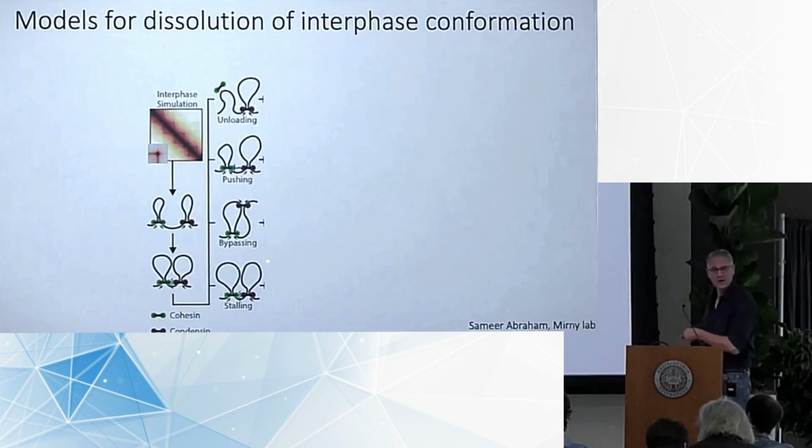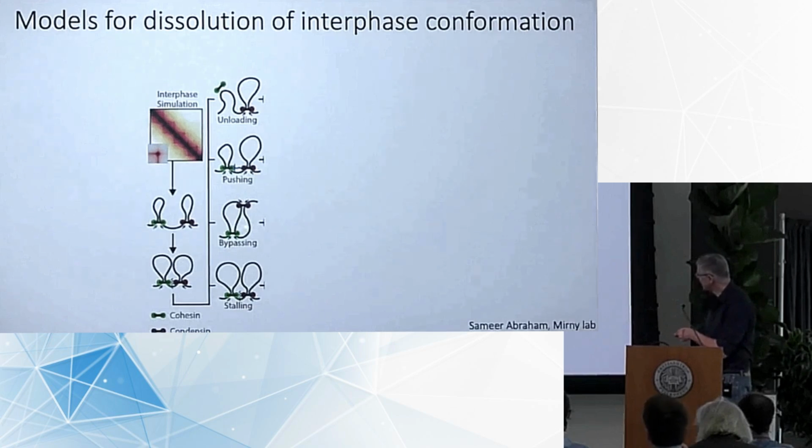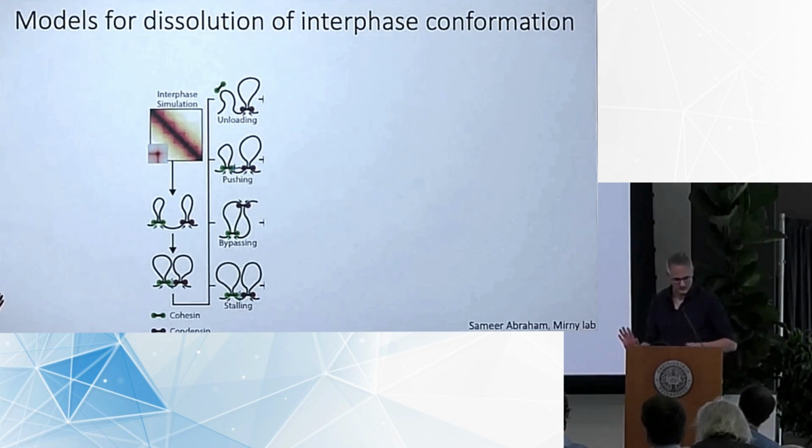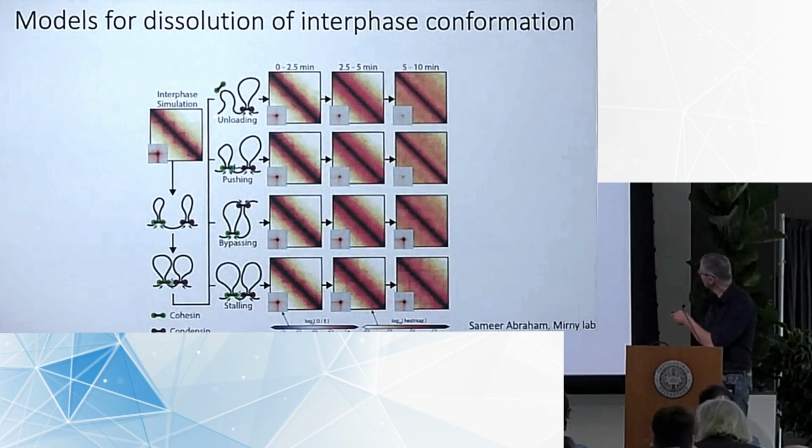Sameer simulated 4 different scenarios. It could just unload the cohesin and just keep going. It could not unload cohesin, but just as a little bulldozer, push it in front of it. Or it just ignores it, steps over it, and starts making more complicated loop structures. Or it just runs into it, stops, and can't go any further. So what happens in simulation is that in order for these cohesin-mediated structures to disappear over time, only the unloading and pushing models will work. They get weaker over time, whereas the loops stay very strong when you allow bypassing or stalling.